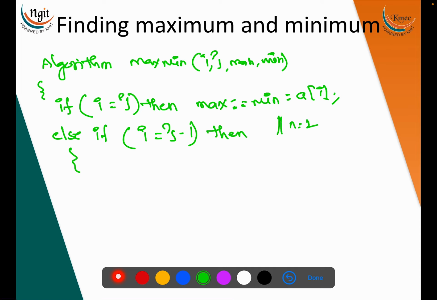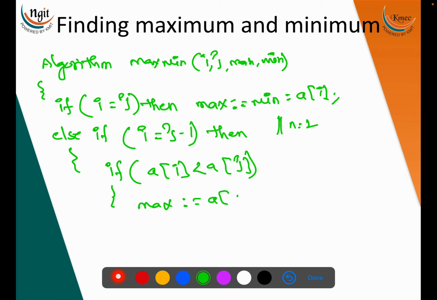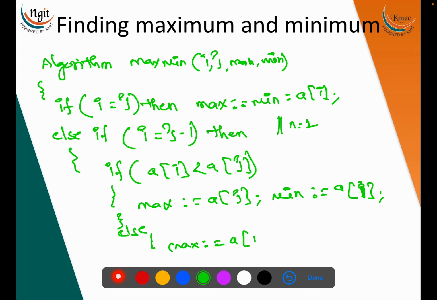Now this time I need a single comparison where a of i is less than a of j. What does that mean? The maximum element is a of j, and the minimum element is a of i. If this condition fails, then we write the else part. In the else part, the maximum element is a of i and the minimum element is a of j. That's it. So this single comparison is needed when n value is 2.